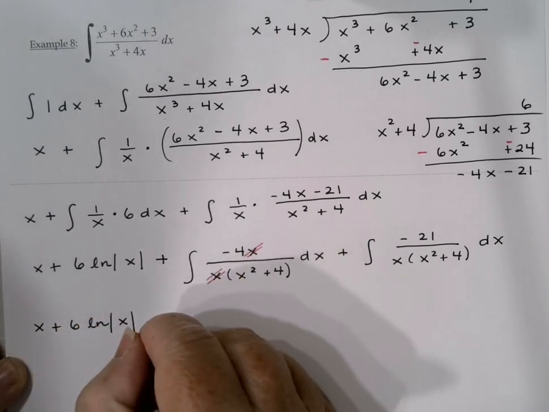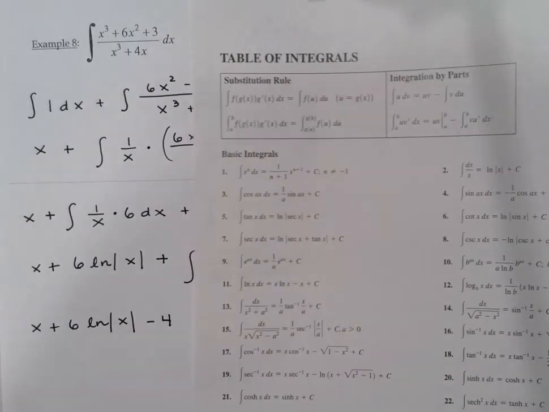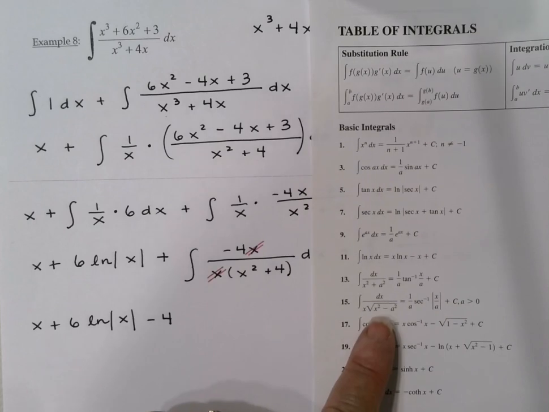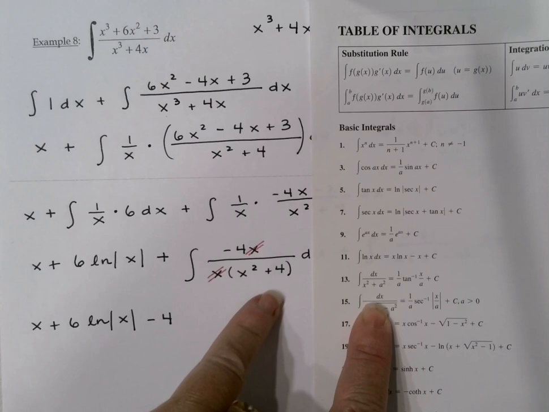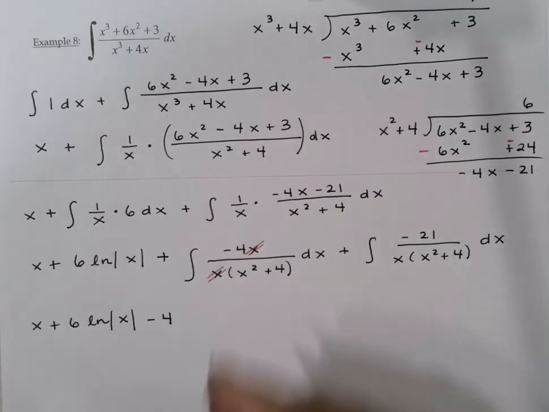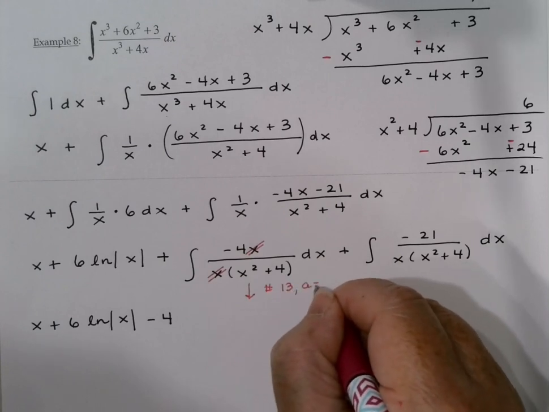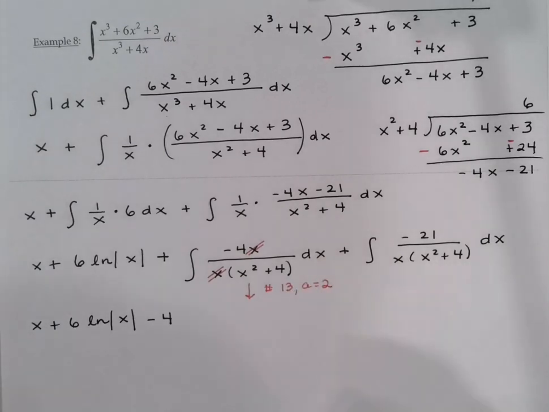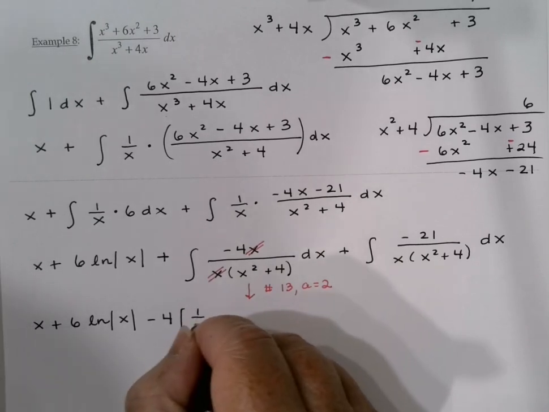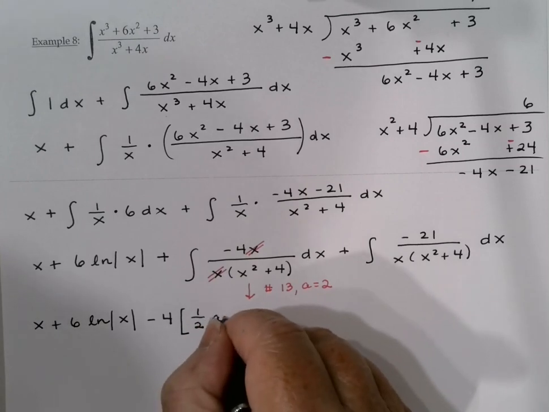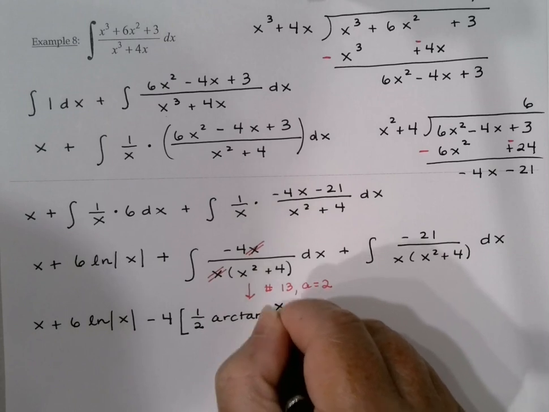I'll pull the negative 4 out. And then, let's see, on the table, this is number 13. And I have an a of 4. Excuse me, an a of 2, right? That's a squared. So that's going to give me 1 over 2 times the inverse or arctangent of x over 2.